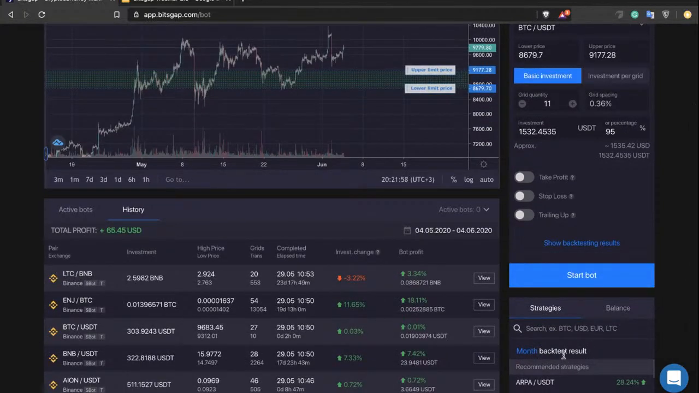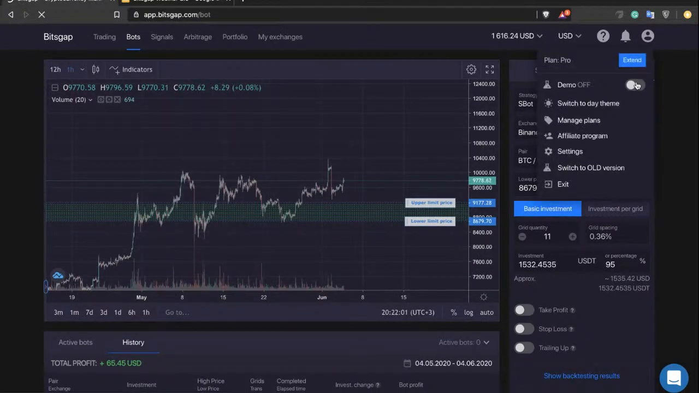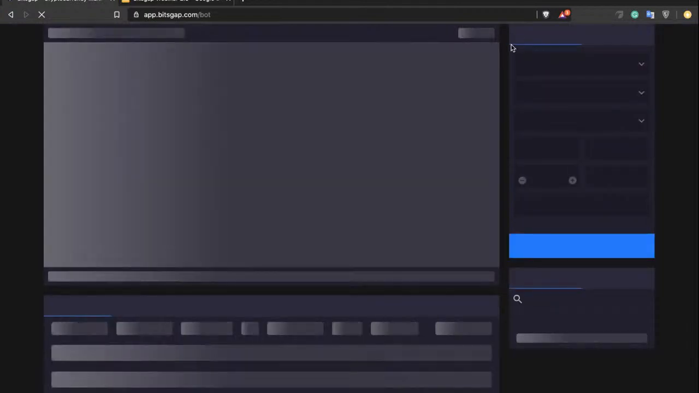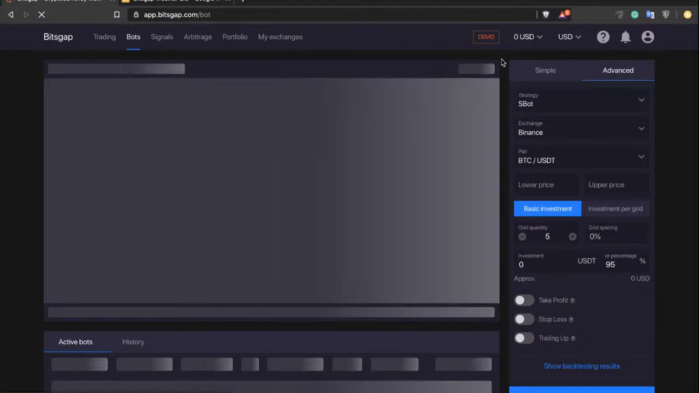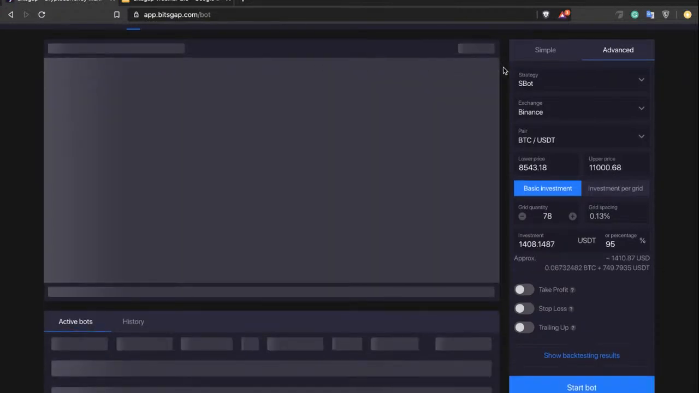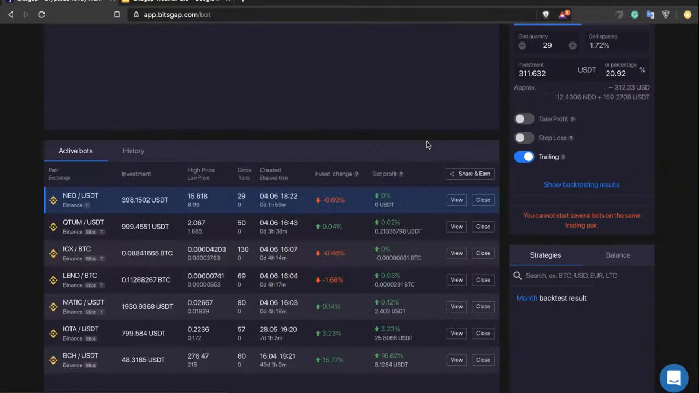You have backtesting once again. You have demo mode, which is absolutely risk-free. These are virtual money. You can trade them absolutely risk-free. This does not affect your real account, so don't worry. And yeah, exchange your ideas.